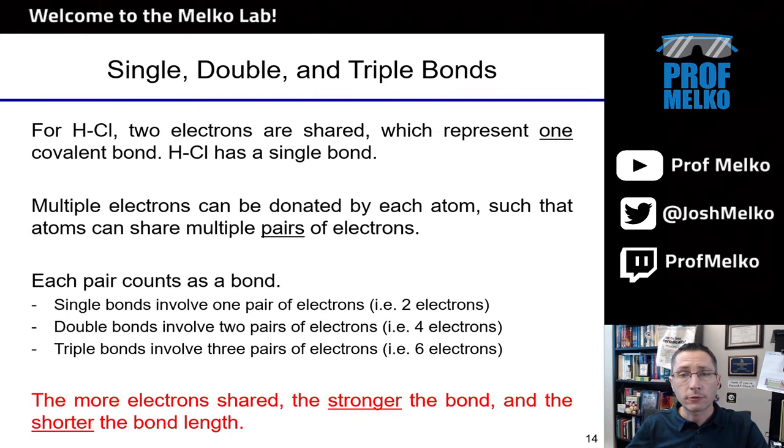Now, you can form different numbers of bonds or types of bonds: single, double, or triple. And this depends on how many electrons you're sharing. For the hydrogen-chlorine example, hydrogen shared 1, chlorine shared 1. Each sharing 1 means it's a single bond. But for other types of elements, you might need 2 electrons to get to your noble gas configuration or octet, or you might need 3. So you have to find a sharing partner that is capable of giving you 2 or 3 electrons.